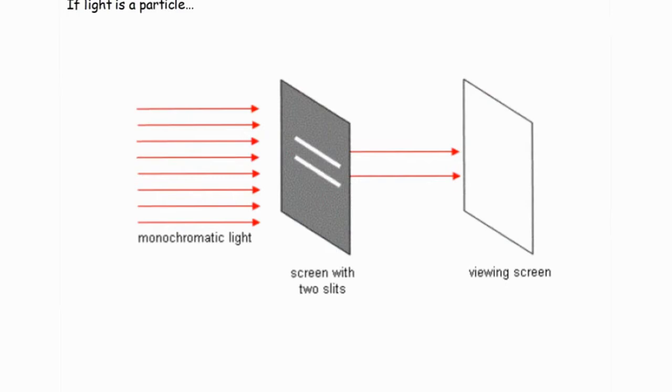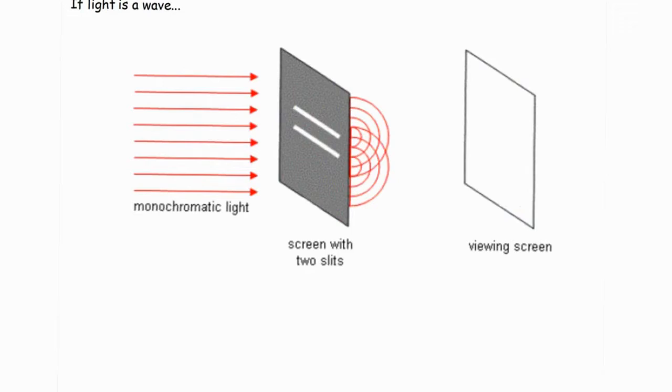But basically, he took light and he shot it at a screen with two slits. Now, if light were a particle, we would expect that on the viewing screen, we would see those two lines, right? We would see this light hit these slits. Anything that did not hit the slit would bounce back or be absorbed. Anything that hit the slit would travel through. And on the viewing screen, we would see those two slits.